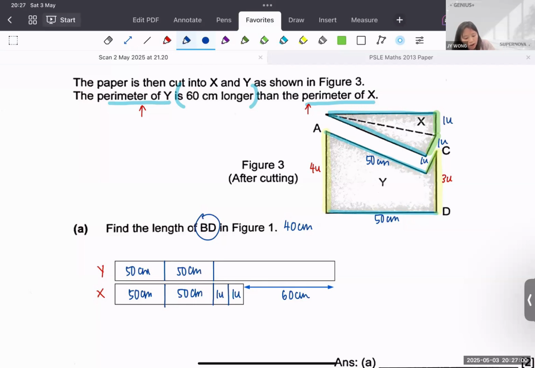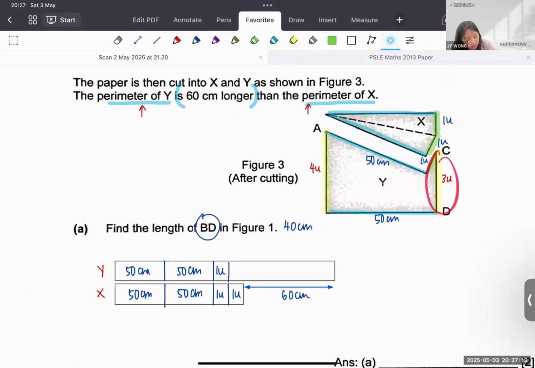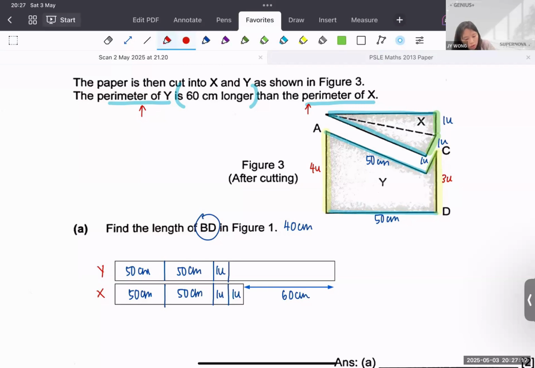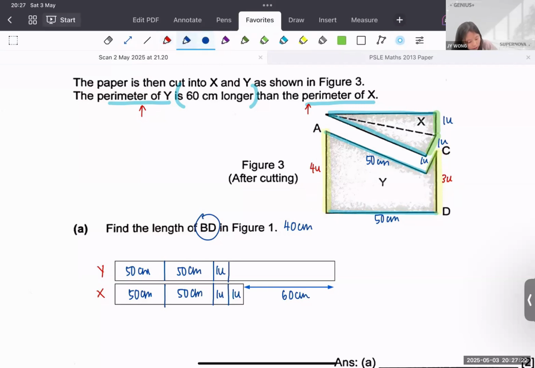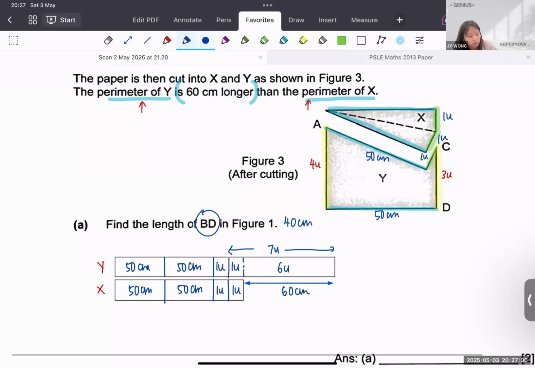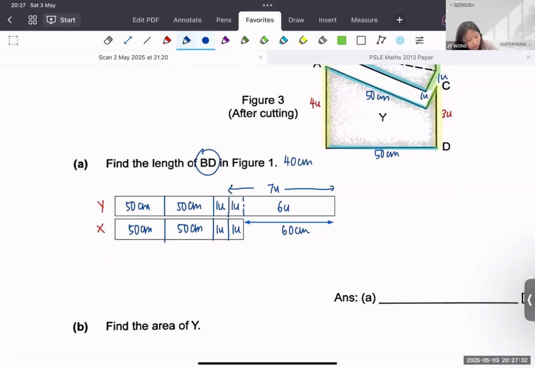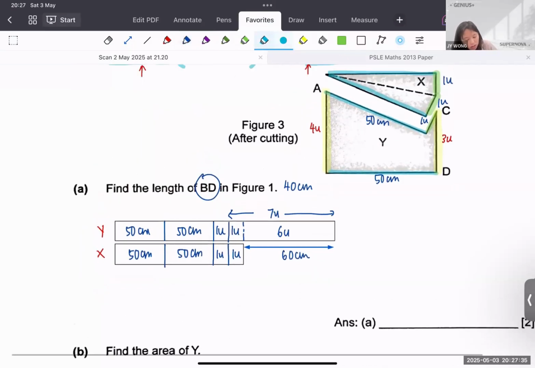Now, I need to put in the rest. If you can see, I have 1 unit here, so I'm going to put in that 1 unit. I have 3 units here and then 4 units here, so I'm going to put it individually. So the rest will be 3 and 4 units. In total, from here to here is actually 7 units. But if you want, you can split this to put 1U and this one will be your 6U. And you can see carefully that your 6 units is 60 cm.